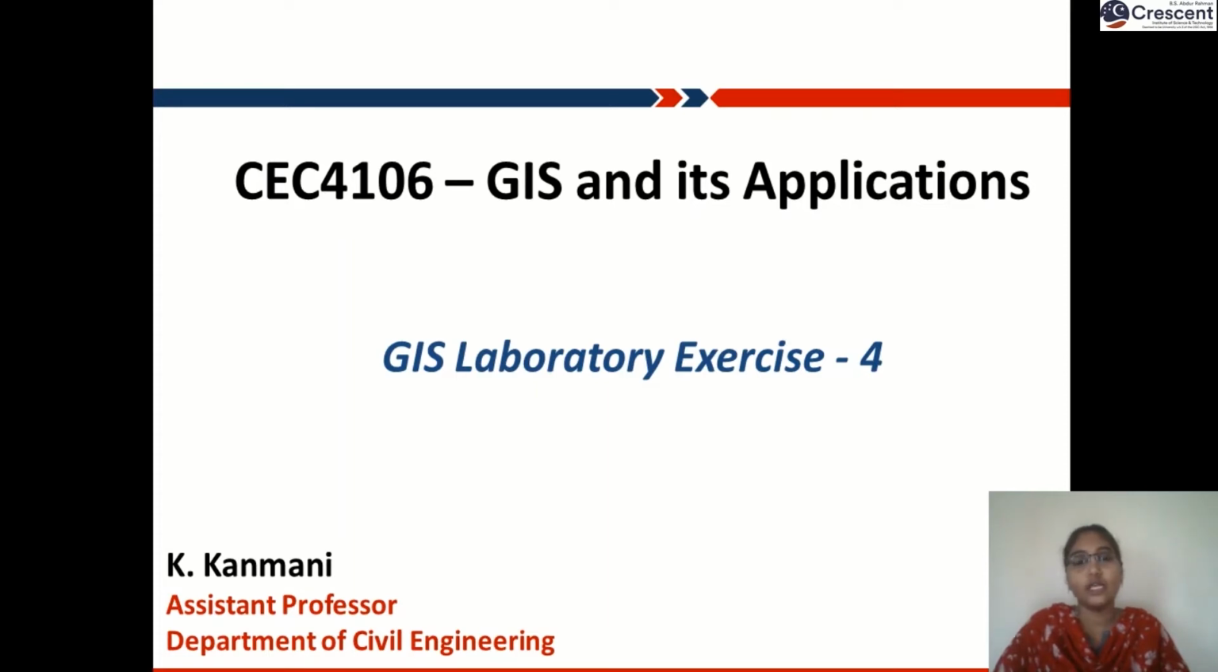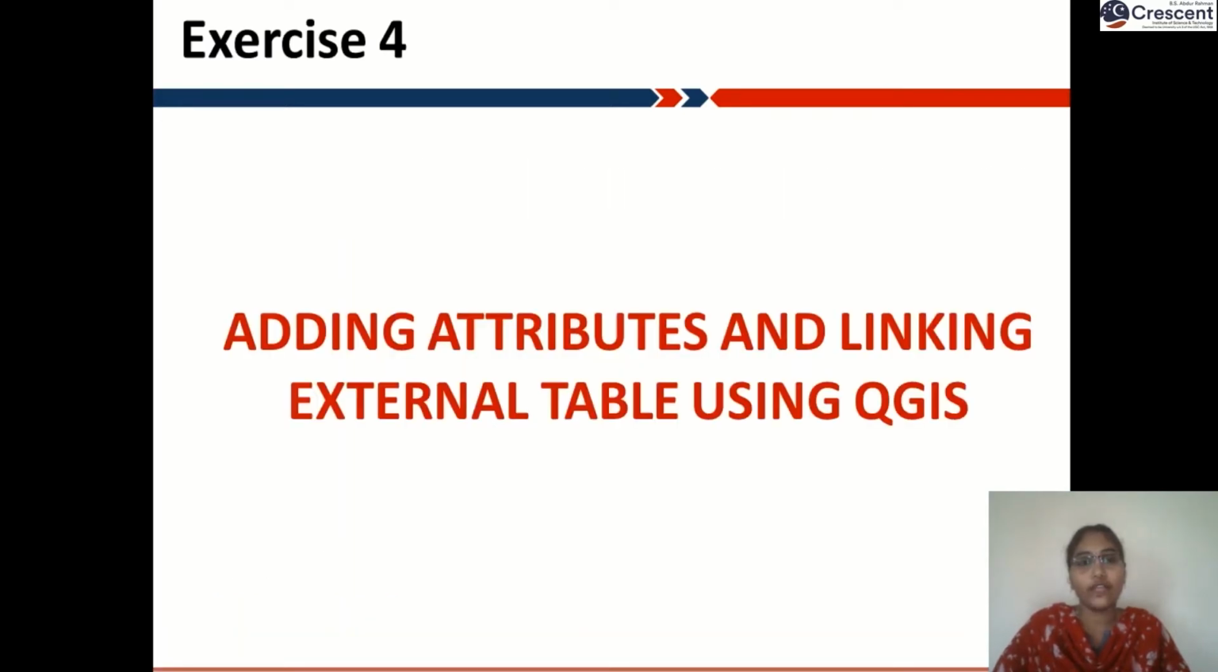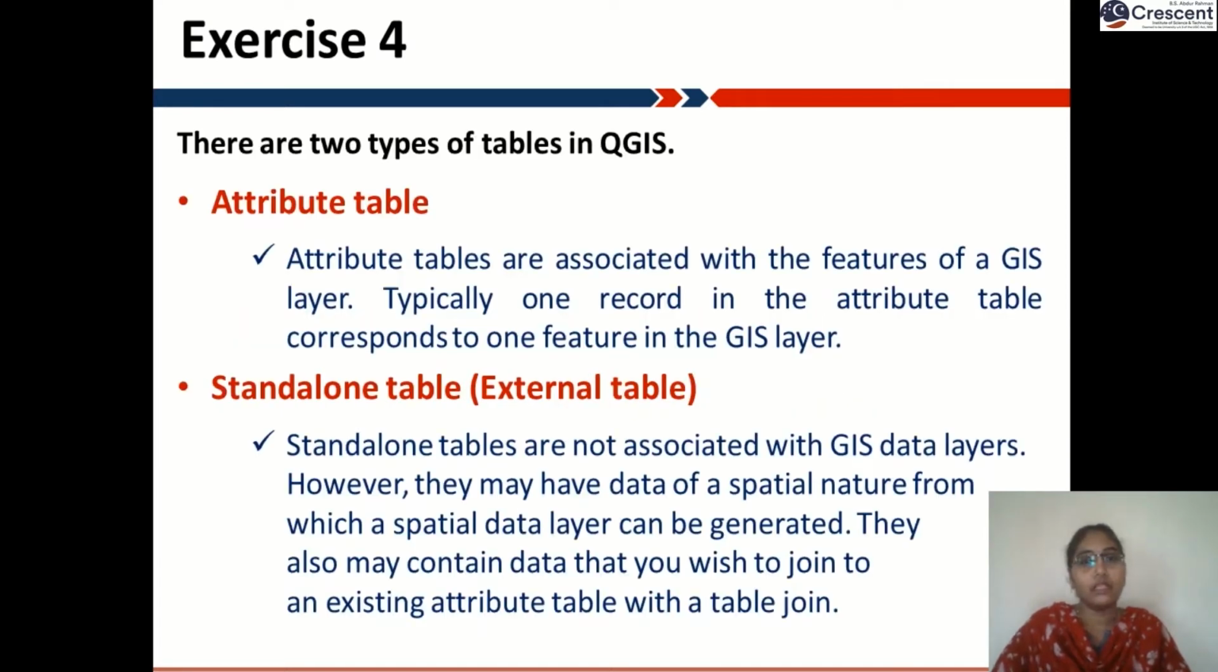and Technology. Today we are going to see GIS Laboratory Exercise 4 under the course CEC 4106 GIS and its applications. The title of exercise 4 is Adding Attributes and Linking External Table to the already created shapefile using Quantum GIS, that is QGIS. There are two types of tables in Quantum GIS.